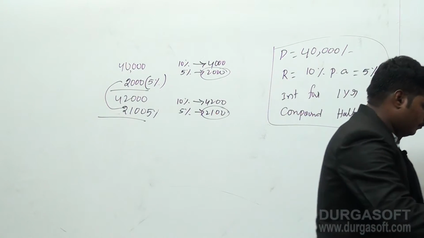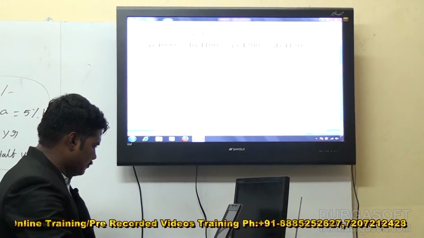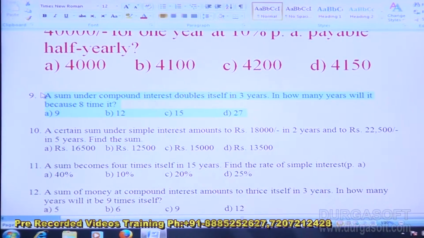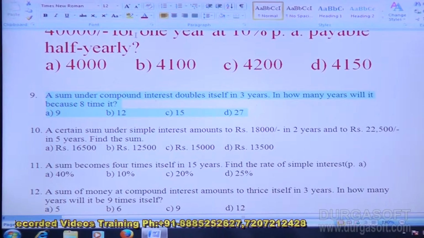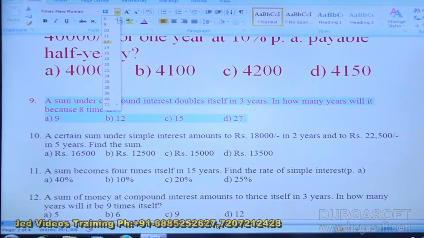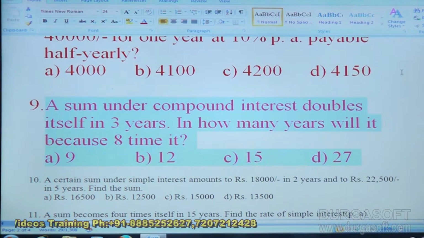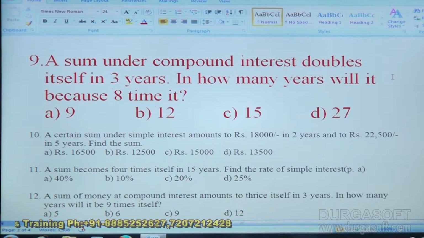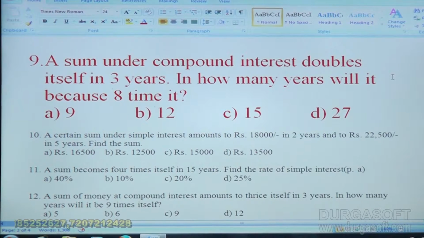Okay, next one. Look at that question, 9th question. This is also important to you. A sum under compound interest doubles itself in 3 years. In how many years will it become 8 times? Okay, 8 times it. He asked for 8 times. Okay, look at that question.